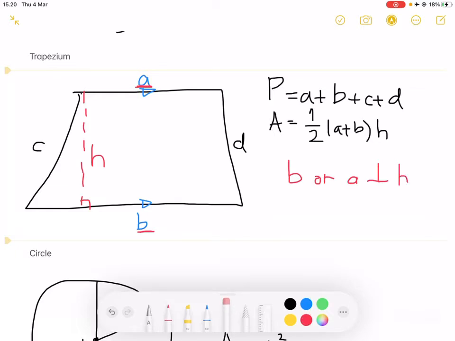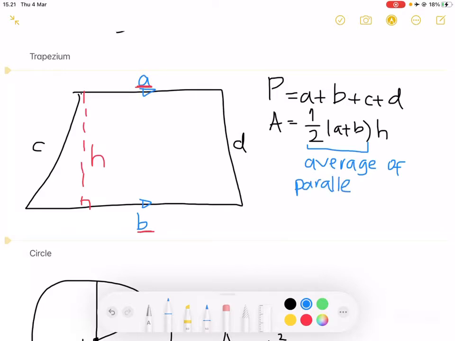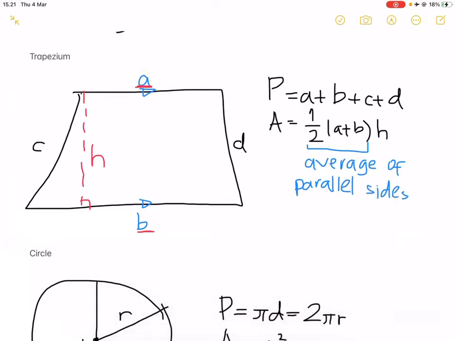Now you must be careful not to mix things up between whether it is A, B, C, or D. Just keep in mind that this thing right here, a half times A plus B, is just the average of the length of the parallel sides. So you don't really need to memorize the letters. You just need to understand what it actually stands for.